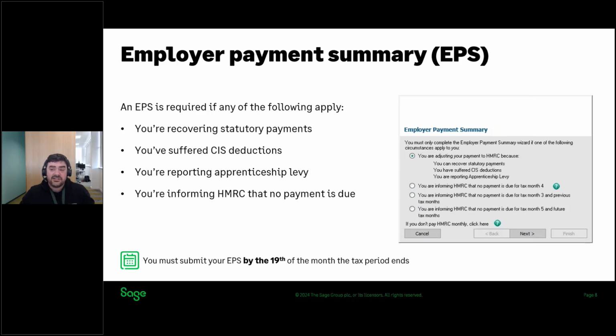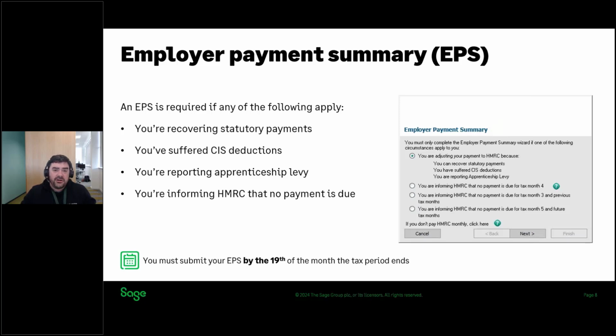So the only other task on that checklist was to make your payment to HMRC. That would be done outside of payroll. So with your usual payment method, you need to ensure that you pay the amount due by the payment deadline of the 19th if you pay by check, or the 22nd of the month if you pay electronically.